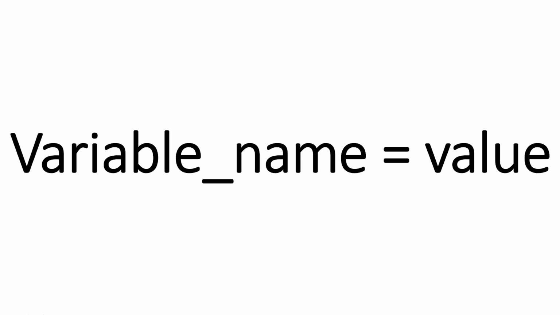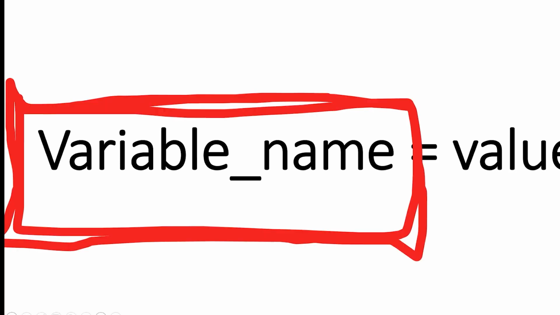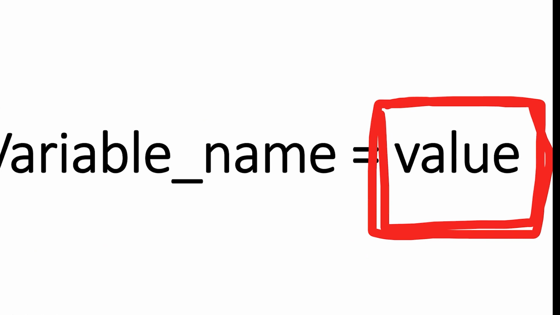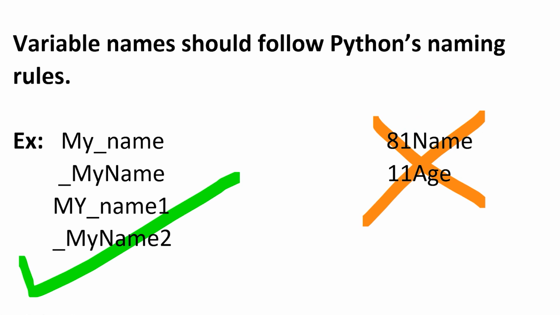Normally, we use this format to declare a variable in Python. According to this, variable name is the name that we choose for the variable. Value is the data you want to store in the variable. So, when considering the variable name, it should follow Python's naming rules. It should start with a letter or an underscore and consist of letters, digits, and underscores.